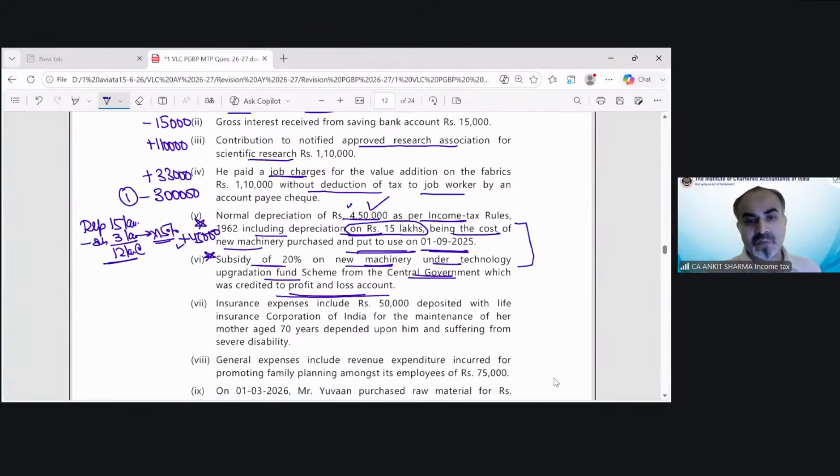Moving forward, insurance expense includes 50,000 deposited with Life Insurance Corporation of India for the maintenance of her mother aged 70 years. So this is a personal expenditure. It cannot be the part of our business expense. Need to add it back.